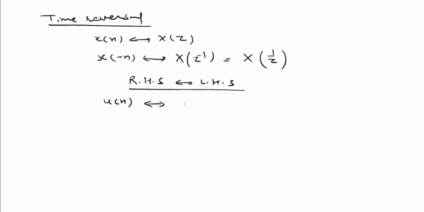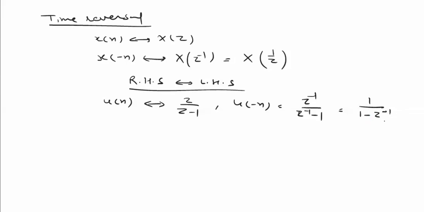We can prove it. Un is z upon z minus 1. U of minus n is z inverse upon z inverse minus 1. Instead of using z inverse, we have final answer 1 upon 1 minus z, with ROC less than 1. In this case ROC is greater than 1. Just revise. Direct putting into the formula, z replaced with z to the power minus 1, got the answer.